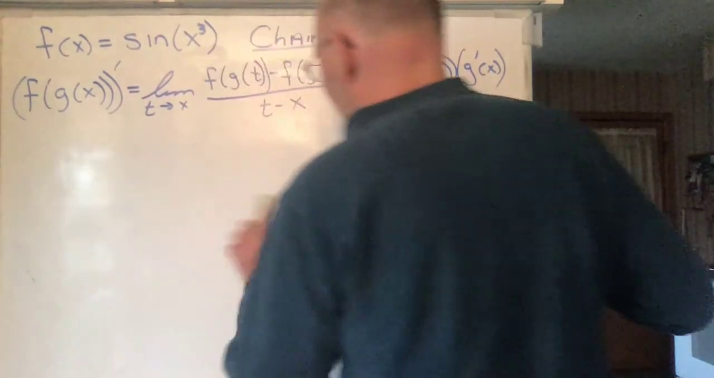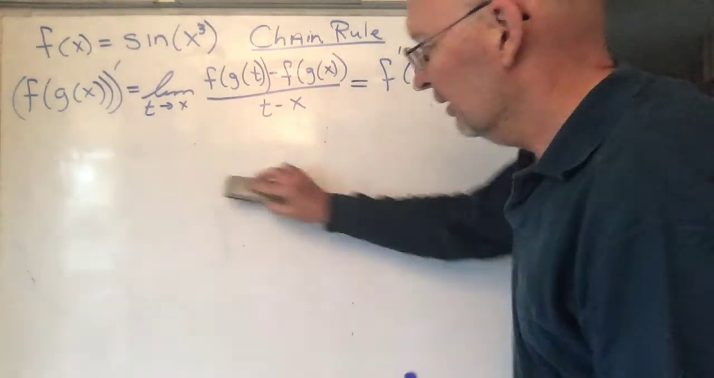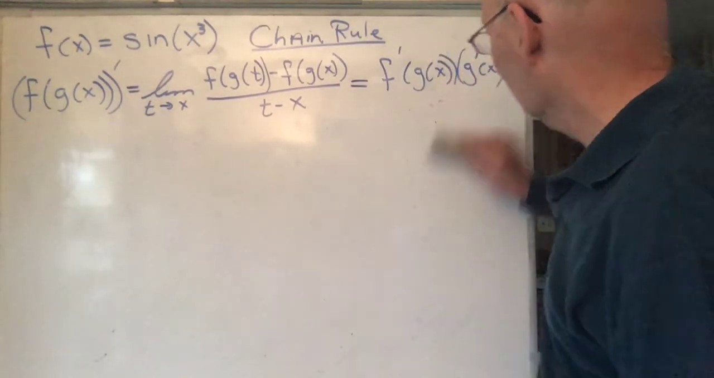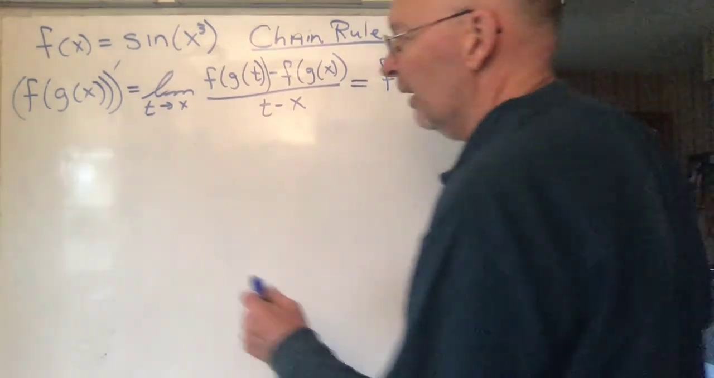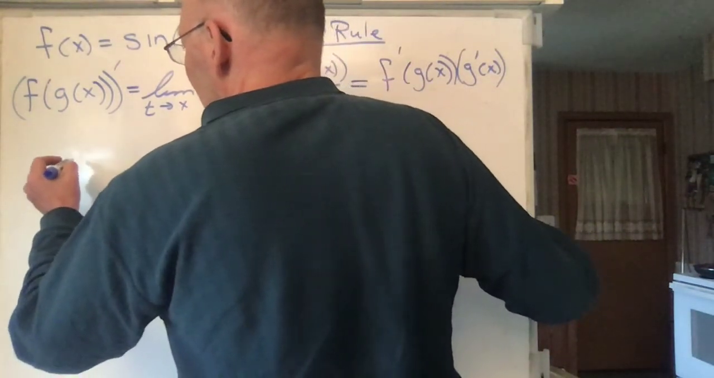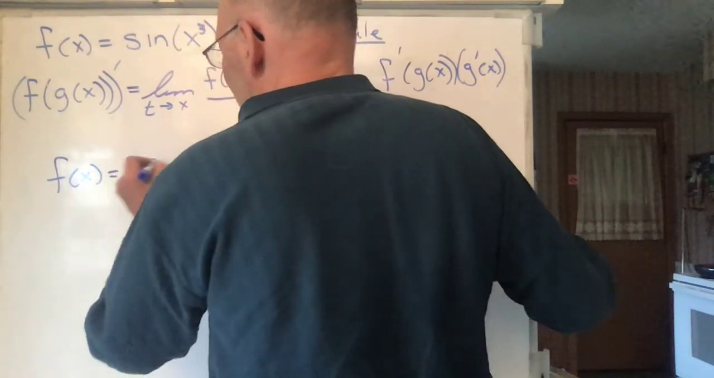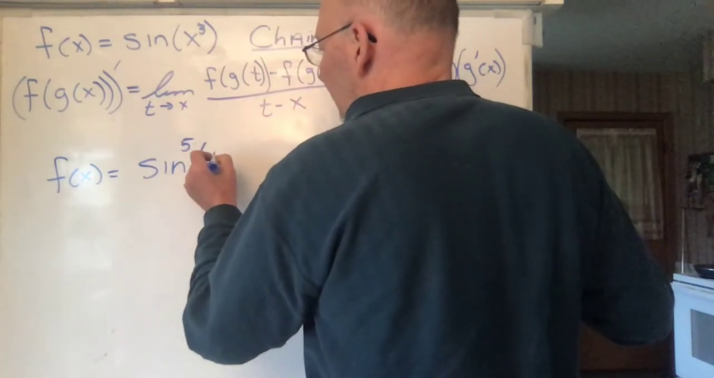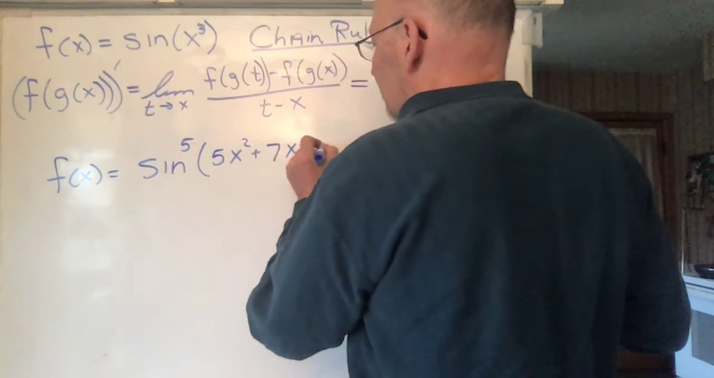You want to do a lot of these so that this is the mechanical part of calculus that you get down solid. Then, once we get into the interesting problems that will come up later, you can use all these things without having to think about them. So how about this? F of x is equal to sine to the fifth power of 5x squared plus 7x plus 10.